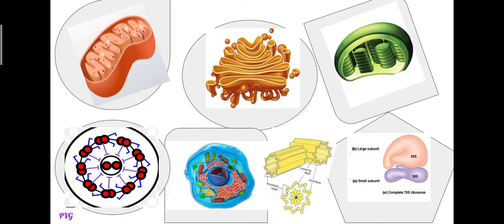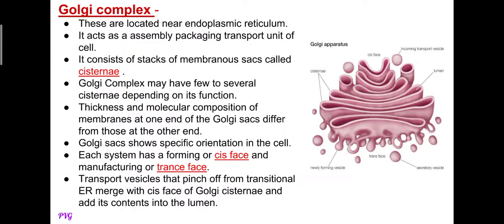Today we study the cell organelles from cell structure and organization. The different cell organelles that we are going to study today are the Golgi bodies, mitochondria, microtubules, that is cilia, flagella, nucleus, ribosomes, and chloroplast. All these cell organelles are important structures. So we start from the Golgi complex.